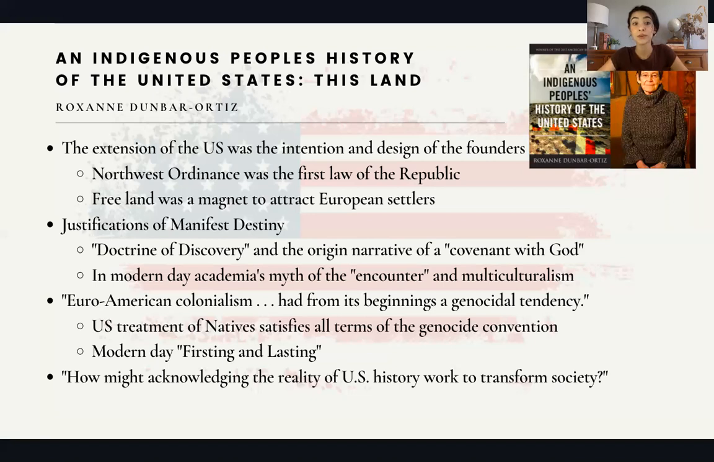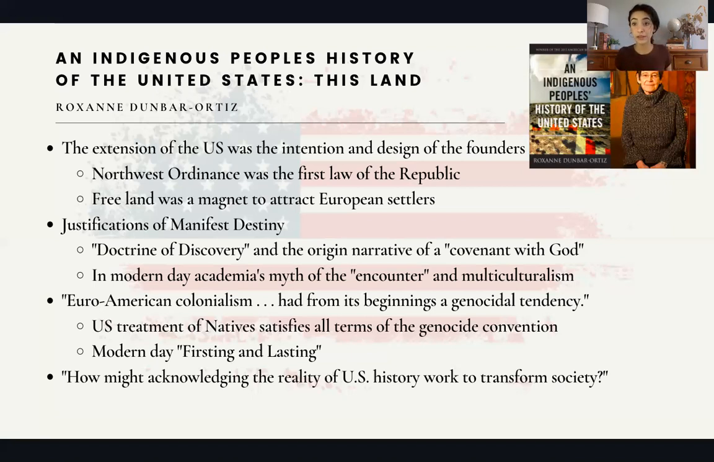So she points out that the US treatment of Native Americans satisfies all terms of the Genocide Convention, and then how we continue to justify or internalize this through modern day firsting and lasting. Firsting is essentially regarding the white settlers' first school as the first school, rather than those of the Native Americans, and disregarding the fact that there was Native American civilization beforehand. And lasting would be saying that at some point the Native Americans came to the end of the line and there was an end to them.